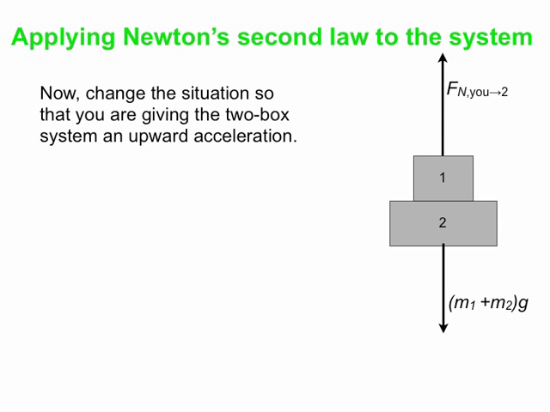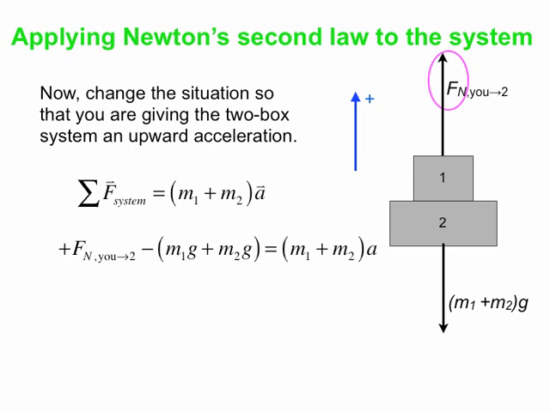Okay, put everything together. Here we go. That force is different now. Up is positive. Fnu on 2 minus m1g plus m2g is m1 plus m2 times a. Rearrange, and you get that. It's exactly the same as what we got from the second box's free body diagram.